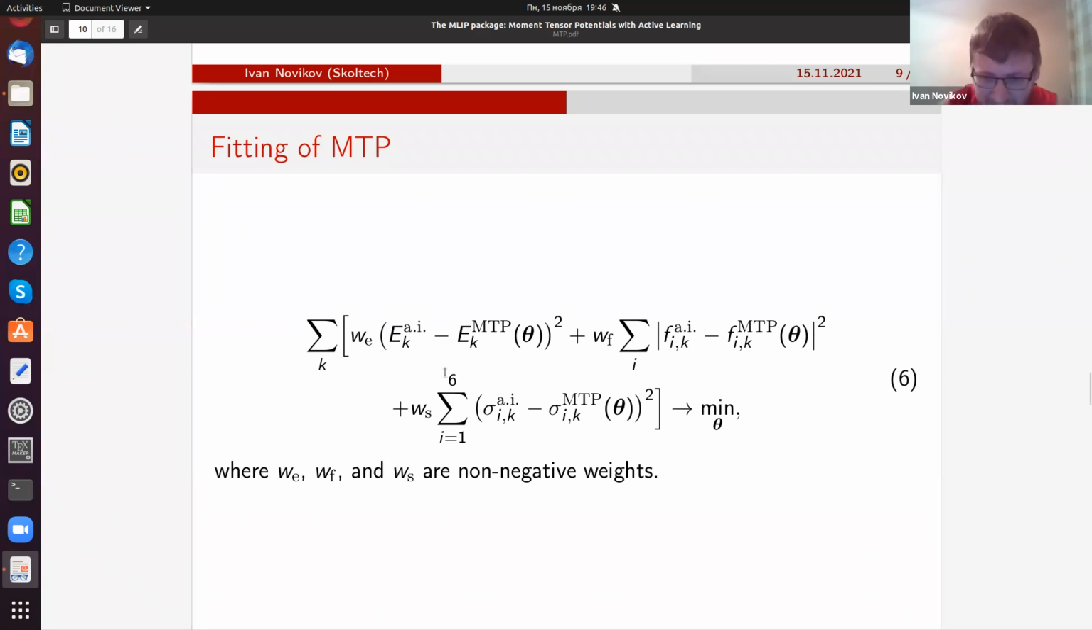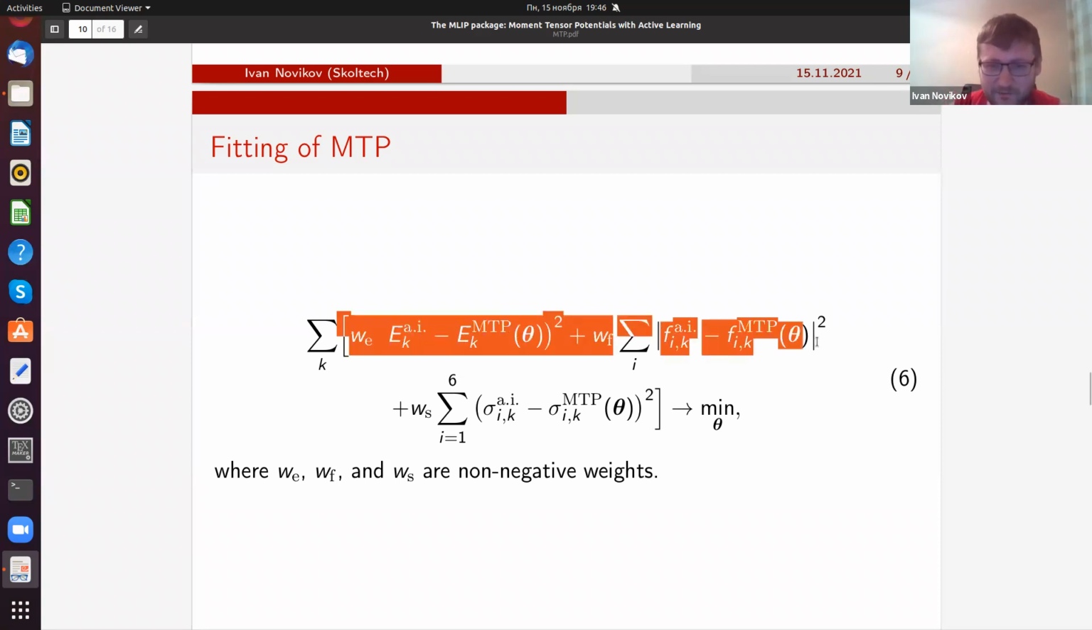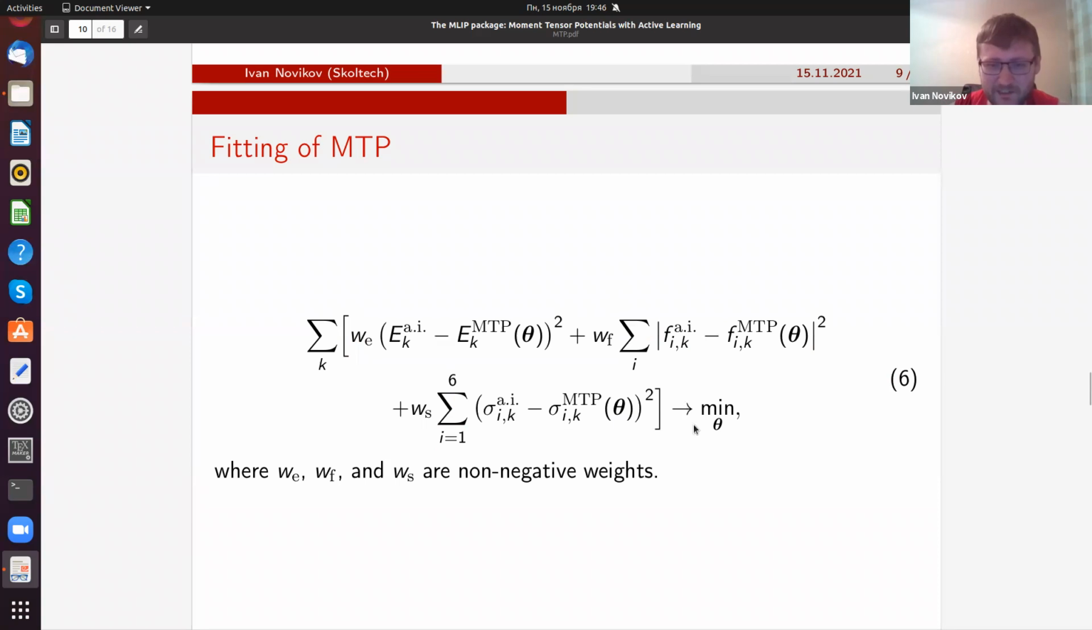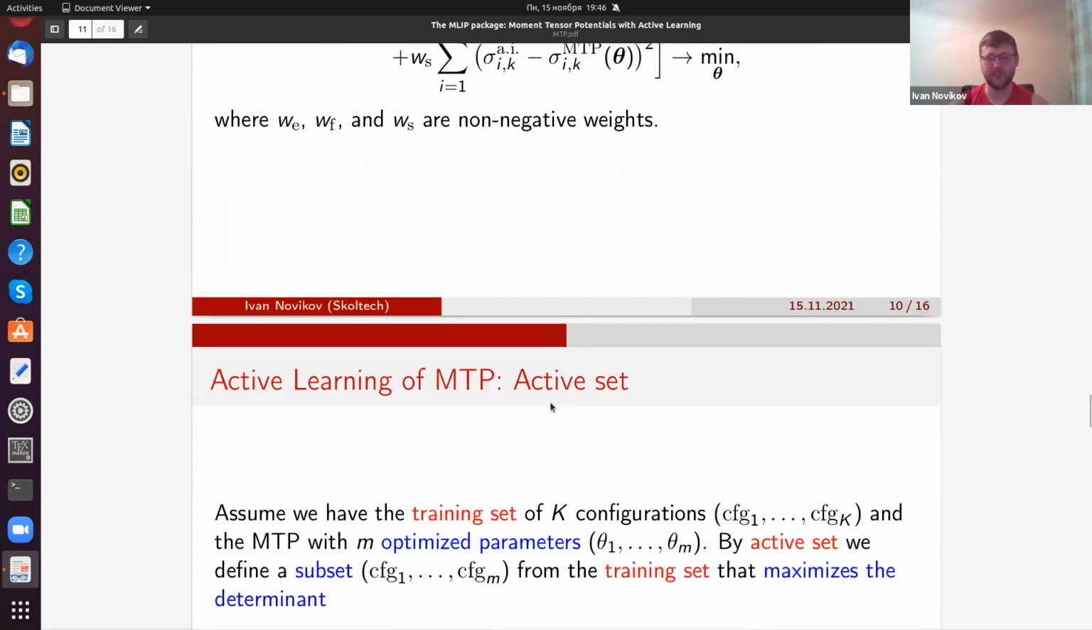So we minimize this loss function. This is the loss function. We minimize this on the set of theta parameters. And here also WE, WF, and WS, the so-called weights. We'll tell more about them when we go to DeePMD directly. So this was a part about moment tensor potential.